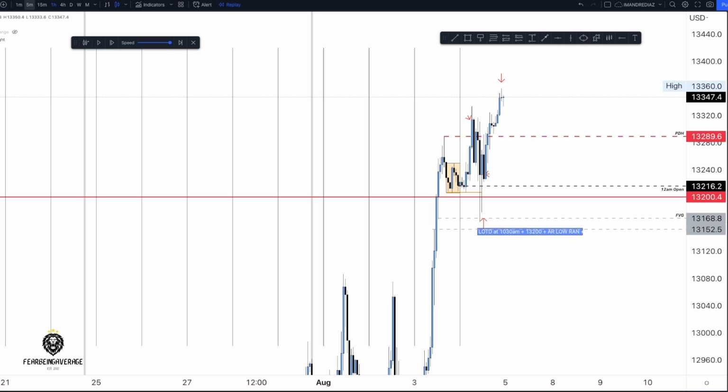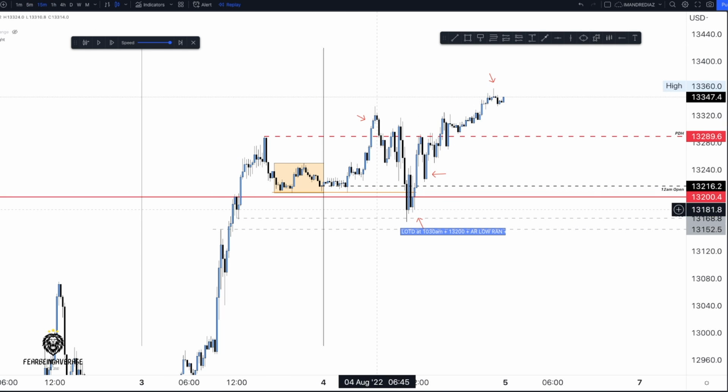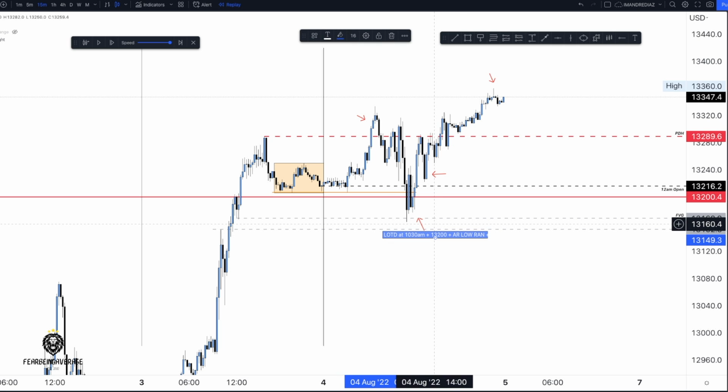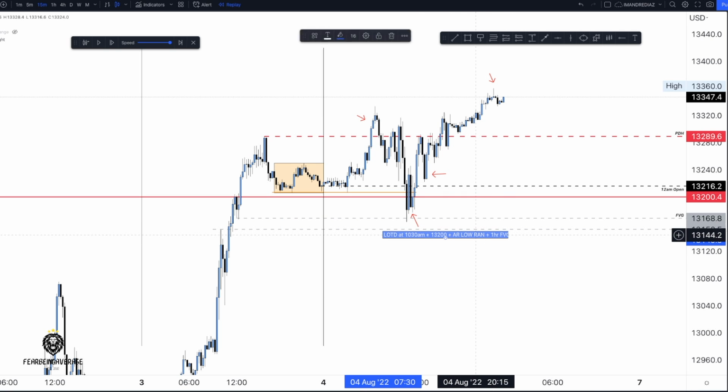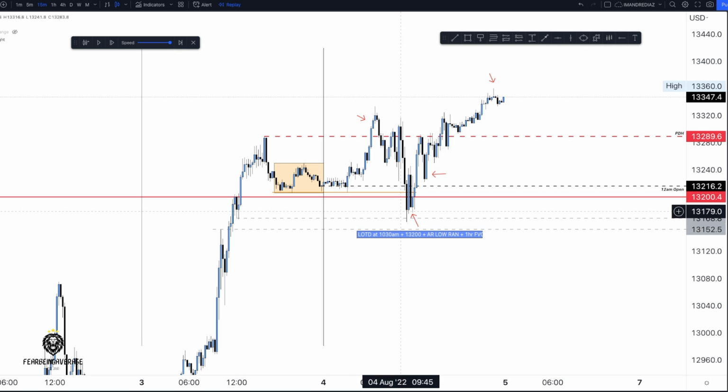Now we're going to go back to the 15 and look at how price respected that fair value gap after it tapped into it at that 10:30 right there. So now we're going to add that also. So we also had that 1 hour fair value gap. And this is what led price to creating this low of the day that we got all the way down here. So now we're going to move on to our next point.